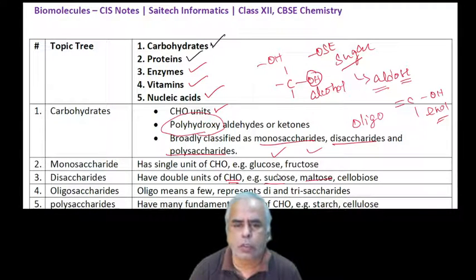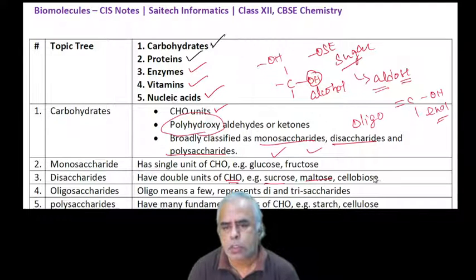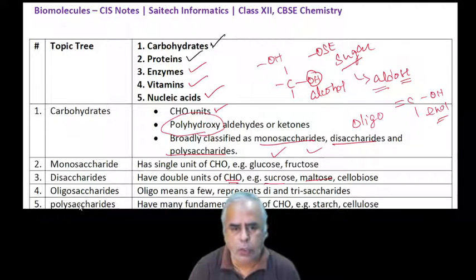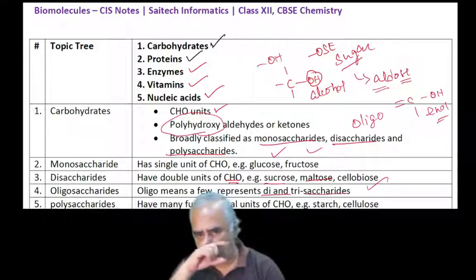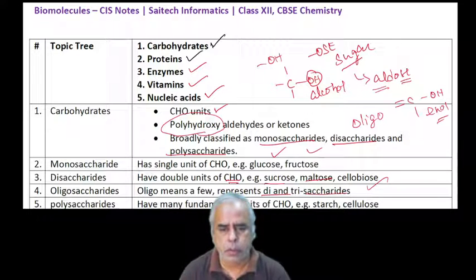For instance, glucose and fructose together can form sucrose. Sucrose is nothing but cane sugar. Similarly, maltose, cellobiose. So these are all disaccharides. Oligosaccharides, as I already repeated, that is, they have di and tri units. Then poly, they have many fundamental units of carbohydrate, like in the case of starch, cellulose, etc.